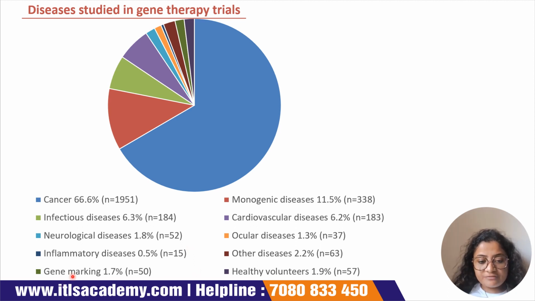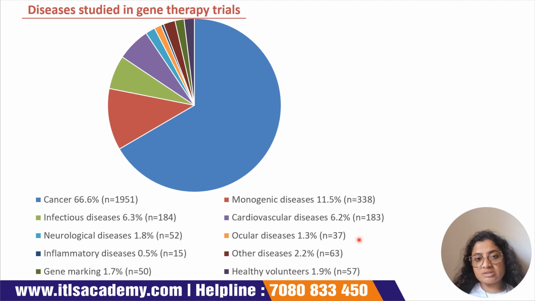Then we have inflammatory diseases, deep blue, which is only about 0.5%. Then we have gene marking, which is 1.7%, deep green. Then for the red or maroon, we have the monogenic diseases, which is 11.5%. Monogenic diseases means genetic disorders which occur due to defects or mutation in a single gene. Cardiovascular diseases account for 6.2%, the violet or lavender one.